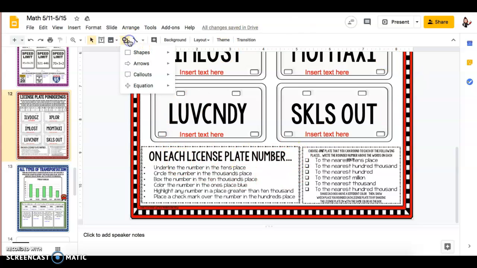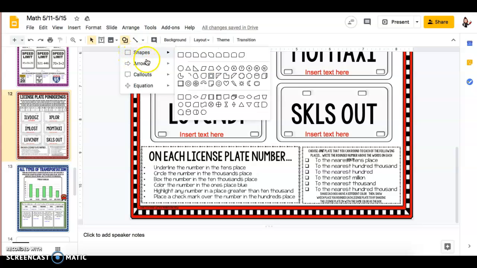If you need to insert a shape, you go up here, click on shapes, and you can choose different shapes here. So you can click on a circle and you can circle your number.